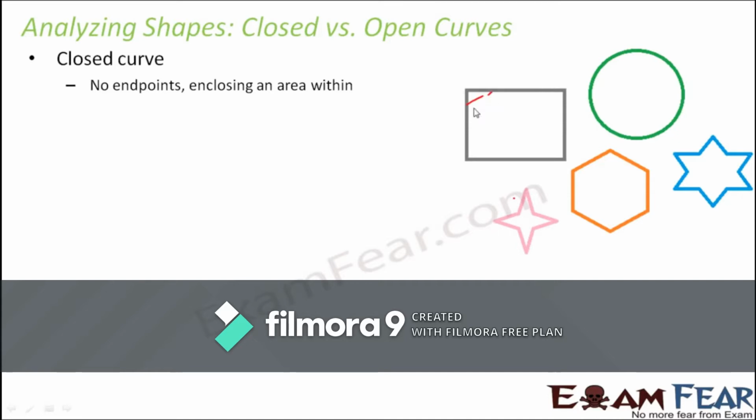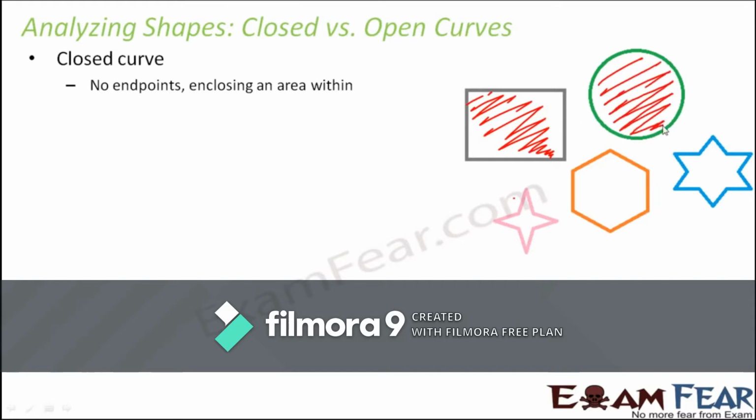At the same time, there is some area enclosed within it. For example, here this is the area enclosed. Here this is the area enclosed. Here this is the area enclosed. So basically these types of shapes form a boundary. So they enclose the entire region within that boundary. So these are called closed curves.